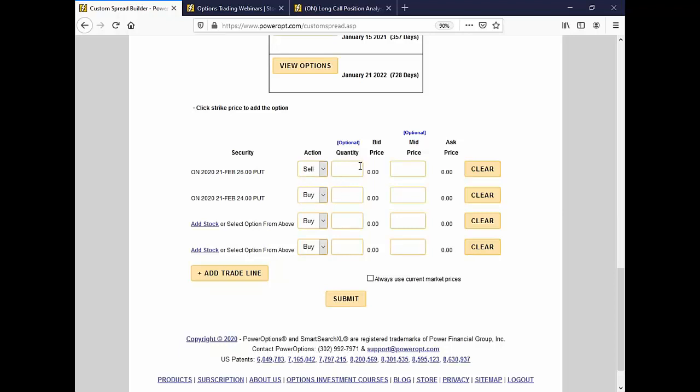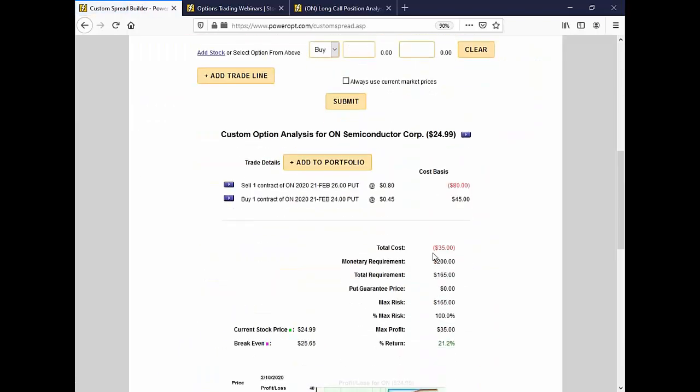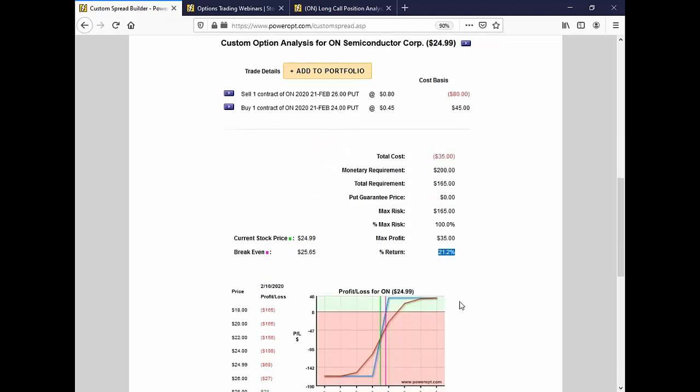Let's say we sold this. We'll keep the math simple. One contract for 80 cents, the 26 put. And I bought this one here for 35 cents. Okay, so now 45. Let's put 45. All right. So here we are. Pretty close to what we saw on the other one. We've got a 2-point spread, 35-cent net credit, 21.2% return because we were closer to at the money.